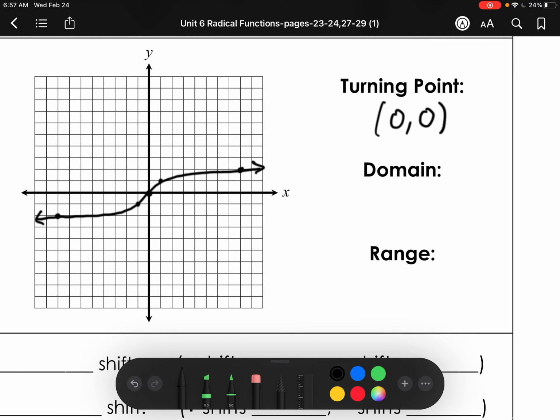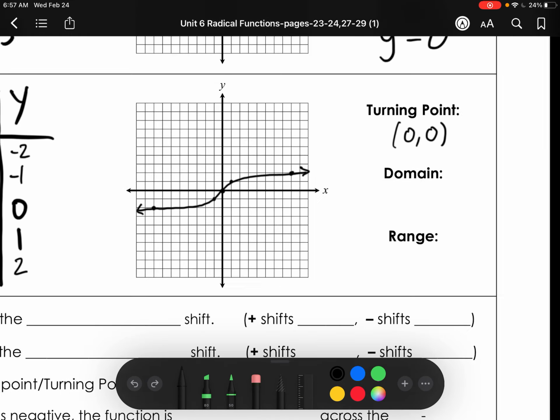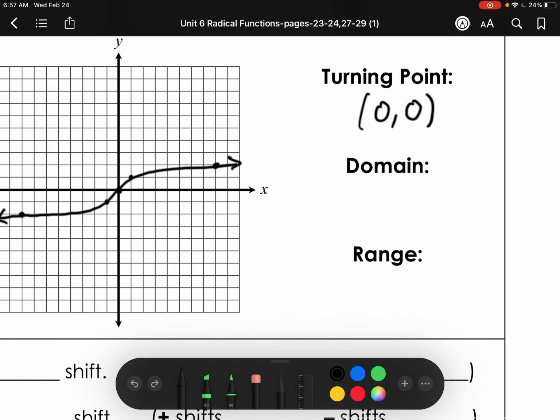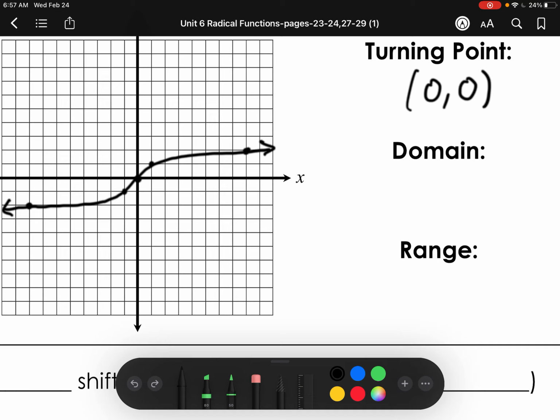The domain refers to our x values. Since this is a cube root function, and we can take the cube root of positive and negative numbers, there's going to be no domain restrictions because you can plug in any number in here, right? So the domain is all real numbers.